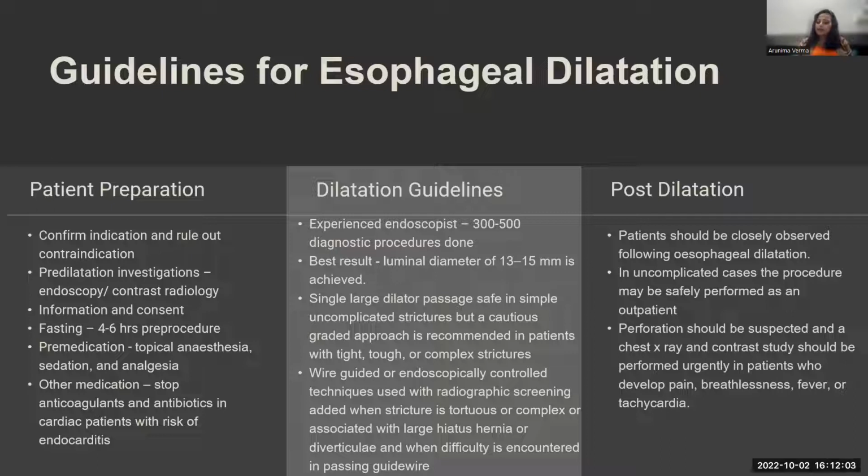Pre-dilatation investigations, that is an endoscopic diagnosis or a contrast radiology, which can be a water-soluble contrast, barium enema, or CT, should be done. Information and consent is mandatory. 4 to 6 hours pre-procedure fasting should be done. Topical anesthesia, sedation, and analgesia are given as pre-medication, and sedation and topical anesthesia together should ideally be avoided, because they increase the rate of regurgitation as well as complications.